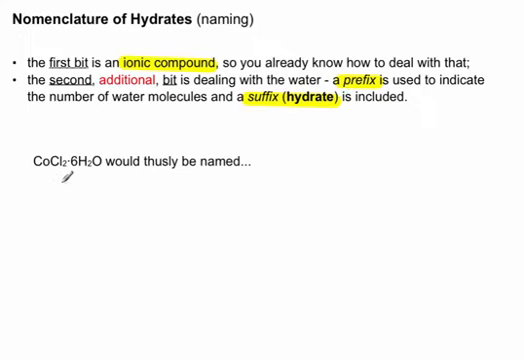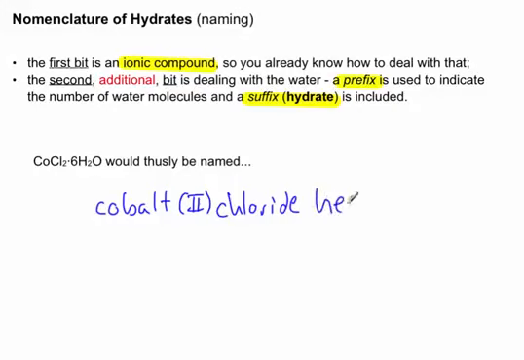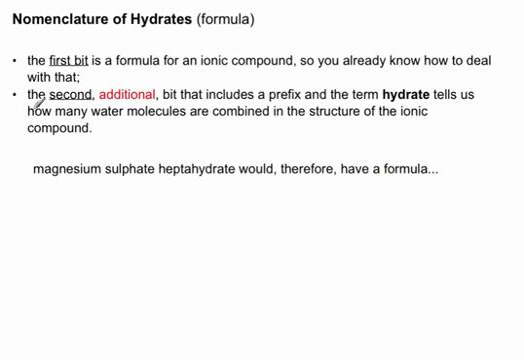So CoCl2·6H2O. CoCl2 is the ionic compound, so that's cobalt 2 chloride. So there's the ionic compound. And then 6H2O. 6 is hexa. And we add hydrate to say that it's water. 6 waters. So if you want to write a formula, well, it's the same thing. It's just writing a formula for an ionic compound and then including the water.